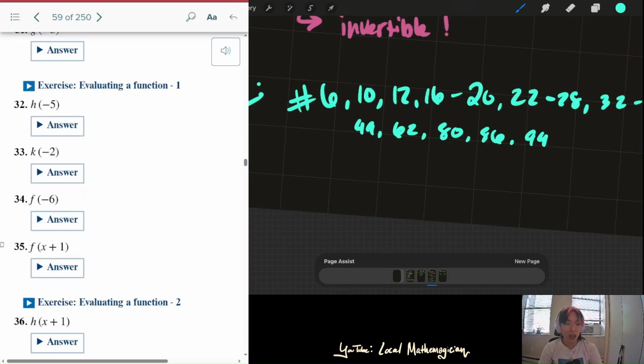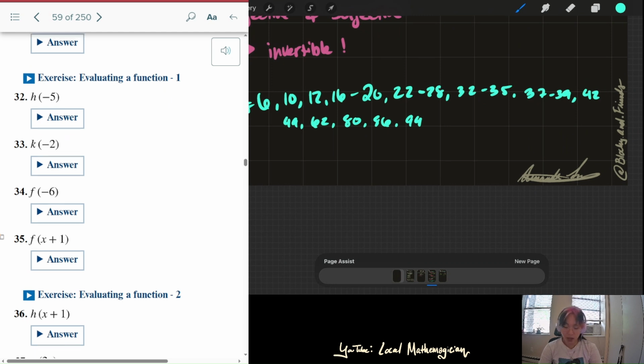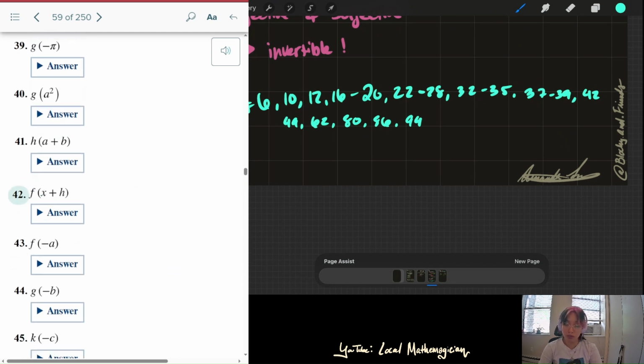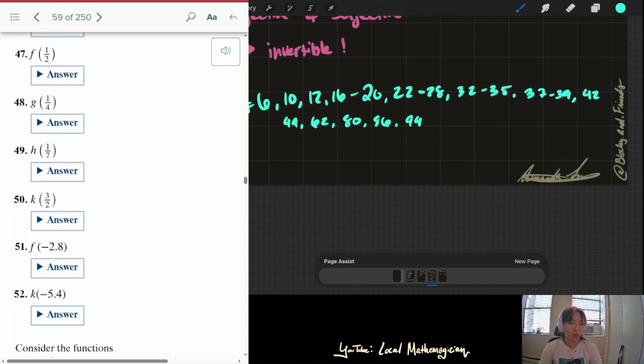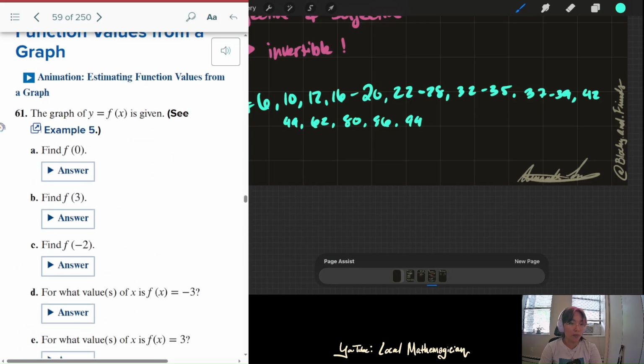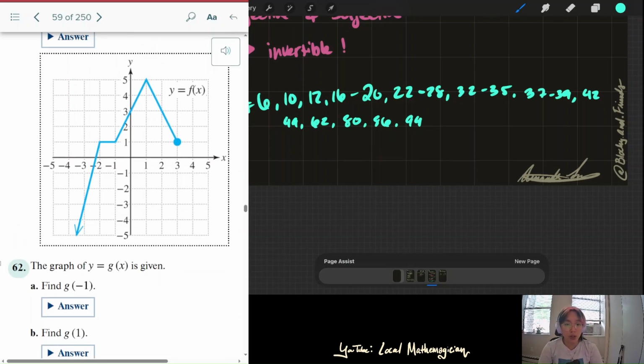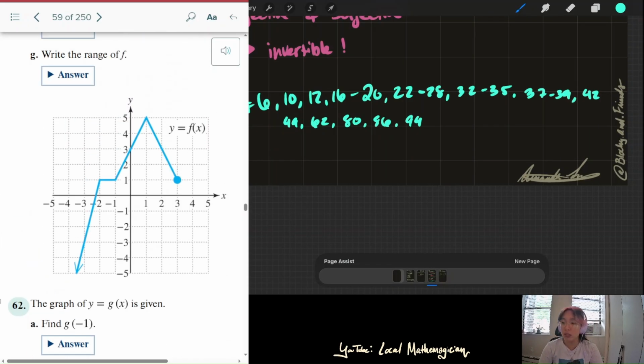I want 32 to 35. Again, same idea. I want number 42. I want number 49 to make sure you guys know how to work with fractions. So I want number 62. Wait, let's back it up. And it's not bad, number 62 is not bad. They give you a graph, they want you to find g of -1. So you plug in -1, what's your output?